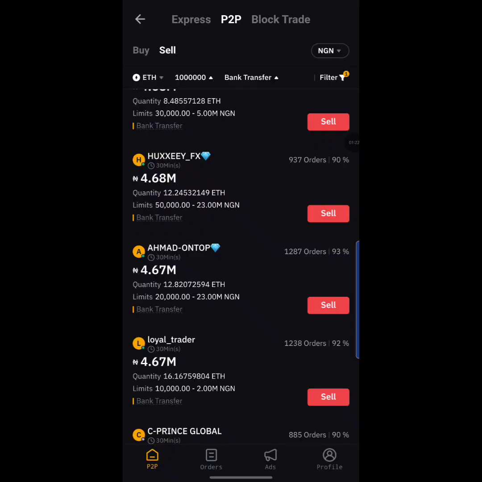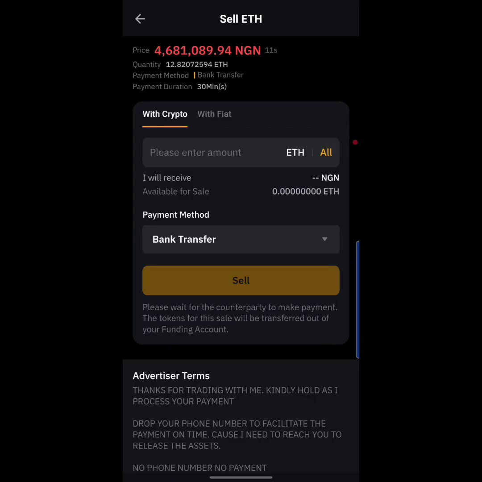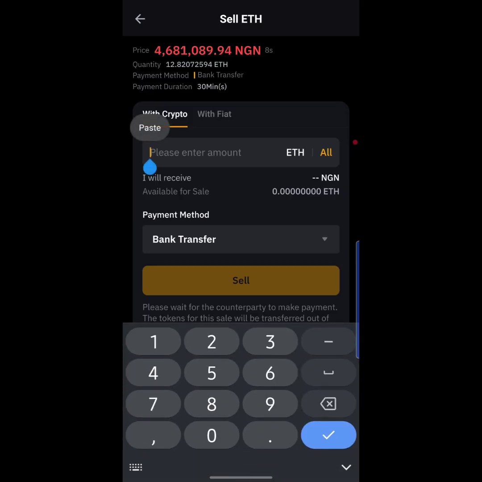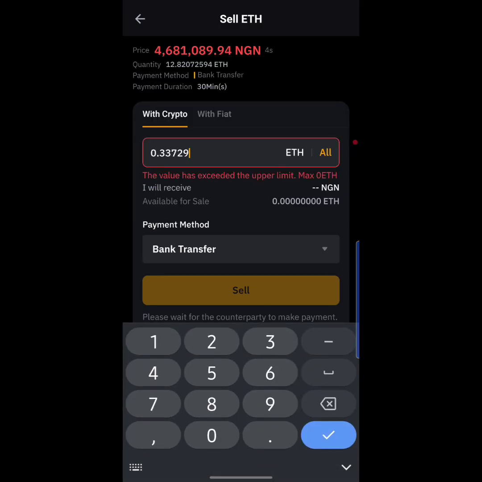Okay, guys, so let's try this guy over here called Ahmad on top. Okay, here we are, guys. So if I actually type in the amount right now of Ethereum we actually bought on the spot market, if I paste it right here, we're not going to be seeing the value we're going to be getting. Okay, so how do we see the value? All we just simply need to do is go over to my calculator right now, and then we just multiply this amount right here of 0.33729 Ethereum by this amount right here of 4,681,000.